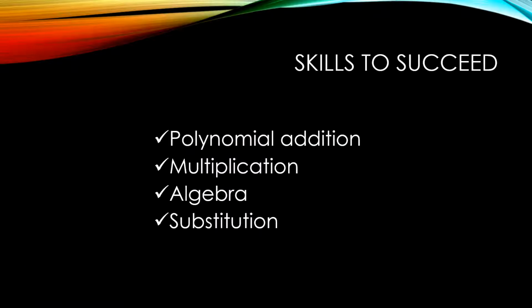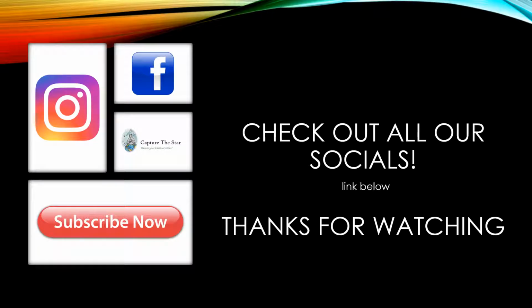So here are the basic skills that you need to succeed. You need to be able to do that polynomial addition when you're stacking your two equations on top of one another, using multiplication to your benefit to make sure that you have the opposite variable terms and you're able to eliminate one of them. You're going to use simple algebra to solve for your first variable and substitution, finally to solve for your second variable. And just like that, you've mastered solving systems of equations by elimination.